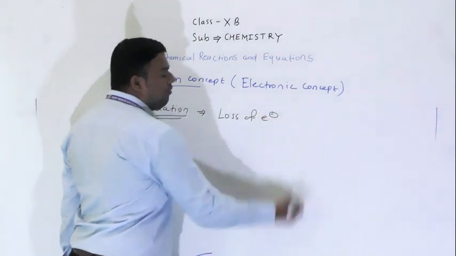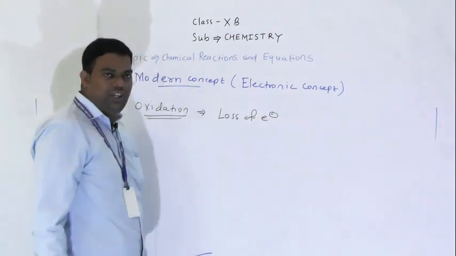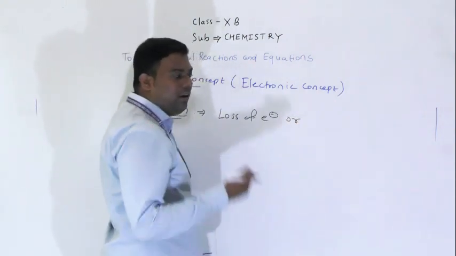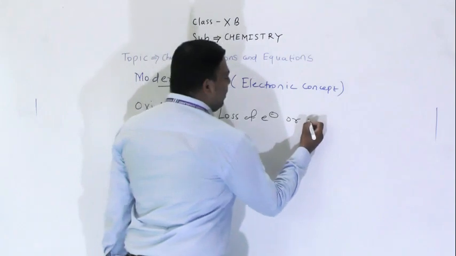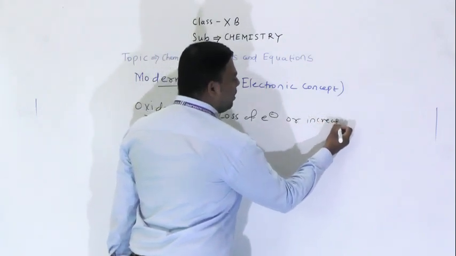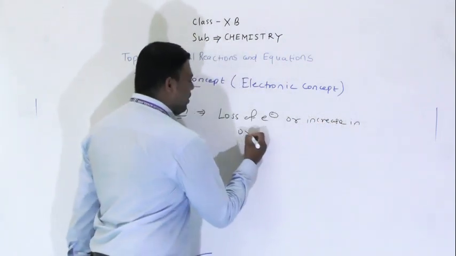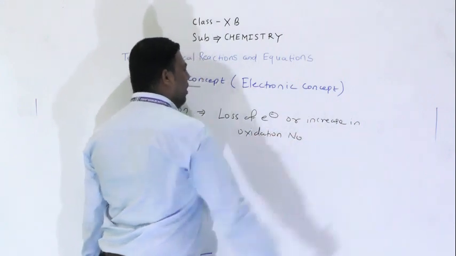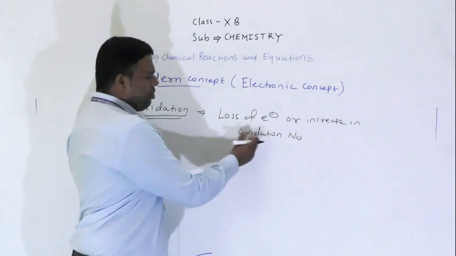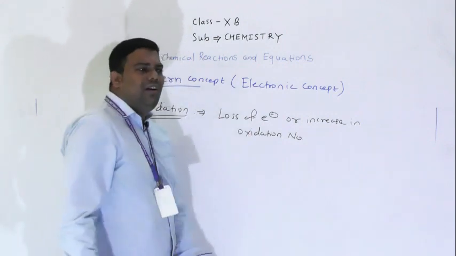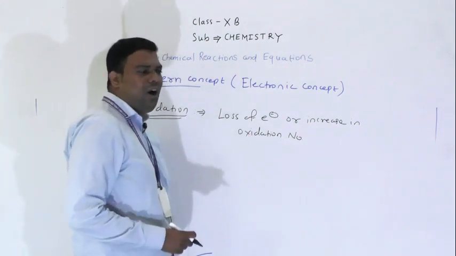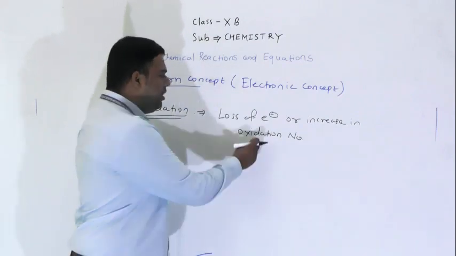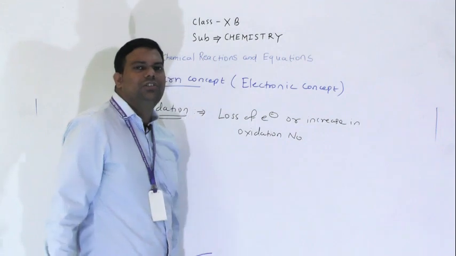Loss of electron we call it as what? Oxidation. Or we can say, according to our modern concept, increase in oxidation number. So what is this oxidation number? See here, it is roughly equal to how much that atom gains or loses electrons. It is what? Oxidation number.